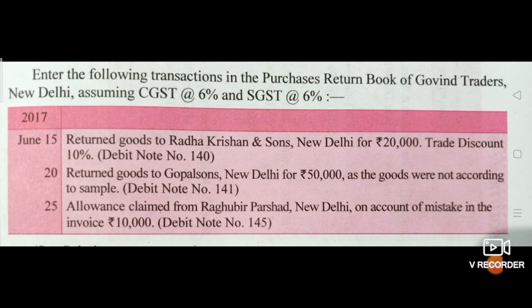Details are given below. 2017 June 15th. Return goods to Radha Kishan and Sons, New Delhi for rupees 20,000. Trade discount 10% and debit note number 140. 20th June. Return goods to Gopal and Sons, New Delhi for rupees 50,000 as the goods were not according to the sample. Debit note number 141. And last entry, allowance claimed by Raghubir Parshad, New Delhi on account of mistake in the invoice, rupees 10,000. Debit note number 145.